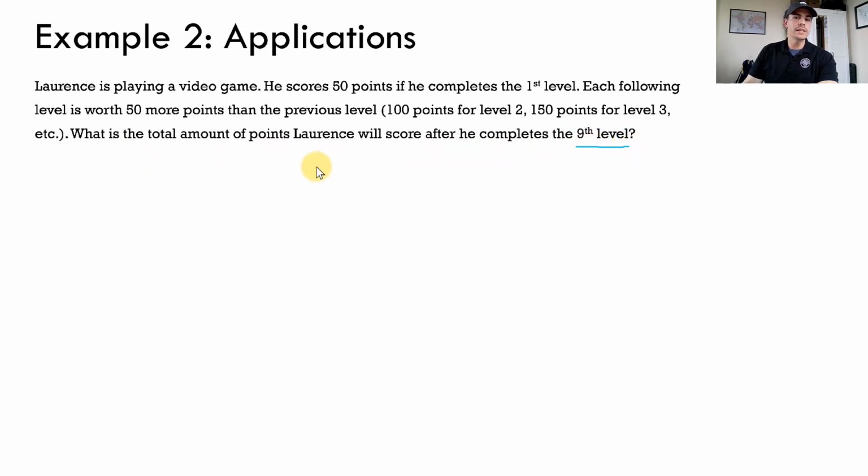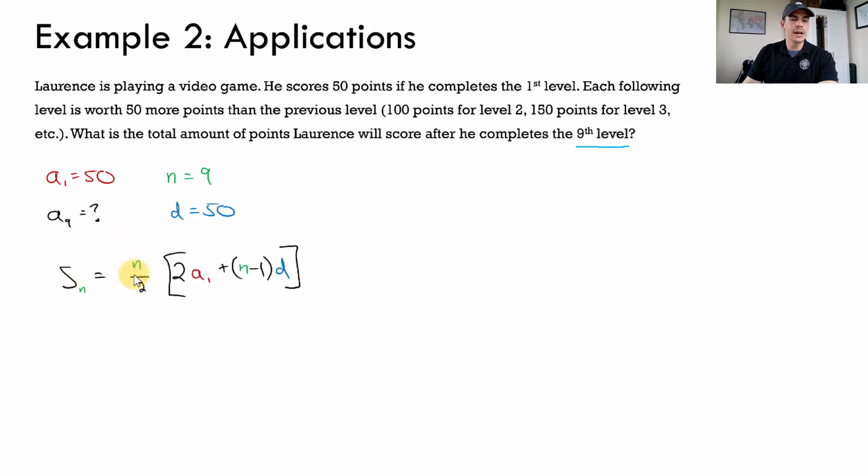So I know a sub 1 is 50, and I know that n is going to be 9, right? Because we're looking at the 9th level. So my d is going to be what? Well, we're adding 50 points each time, so that's going to be positive 50, right? And then a sub 9 we don't know, but that's okay. So I'm going to use my formula: S sub n is equal to n over 2 times the quantity 2a sub 1 plus n minus 1 times d. So we have values for everything.